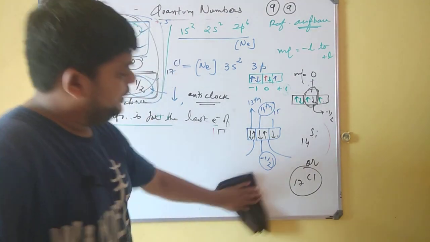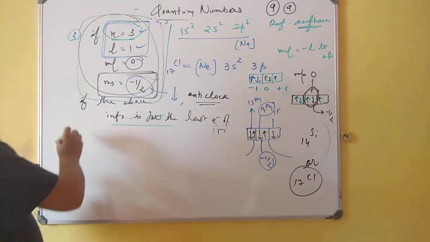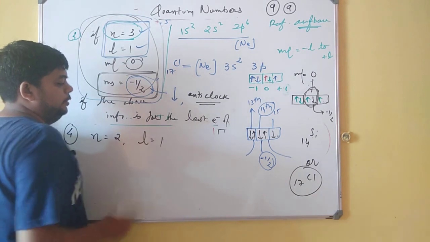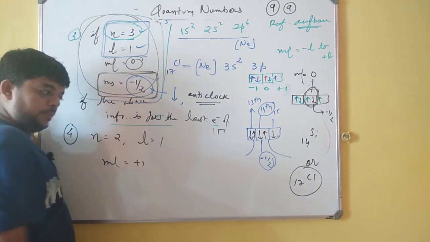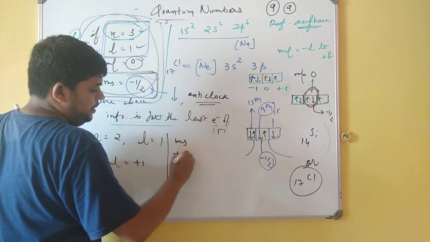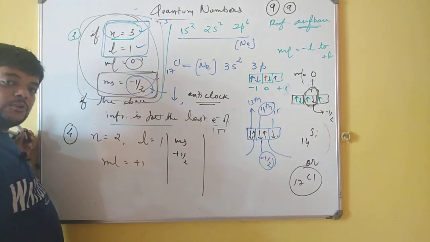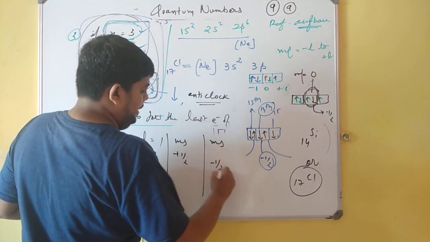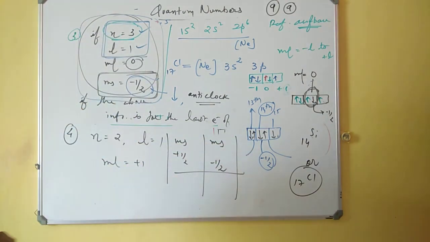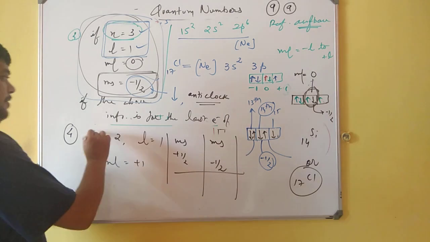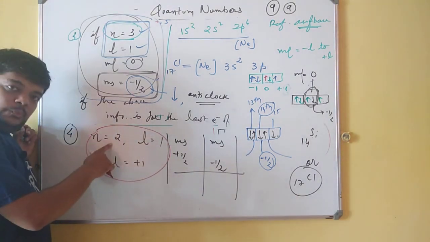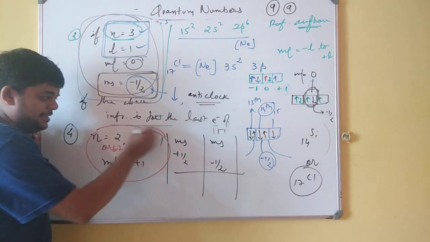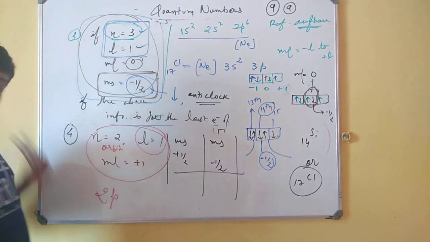Let us repeat it with another example. If n is equal to 2, l is equal to 1, ml is equal to plus 1. If ms is plus half, what is the electron and atom we are talking about? If ms is equal to minus half, what is the electron and atom we are talking about? Both the questions. These three will remain constant. As n is 2, it is very clear that we are talking of the second orbit. As l is equal to 1, it is 2p.